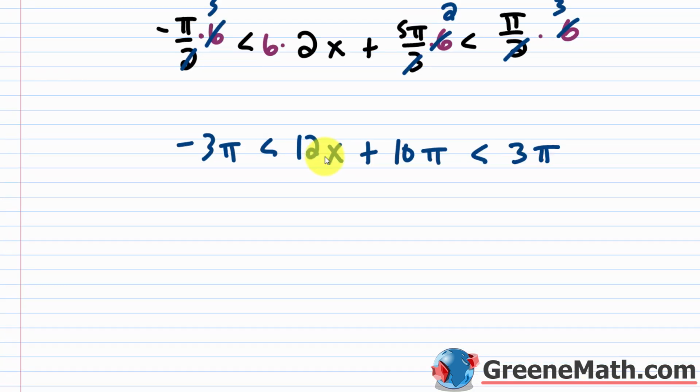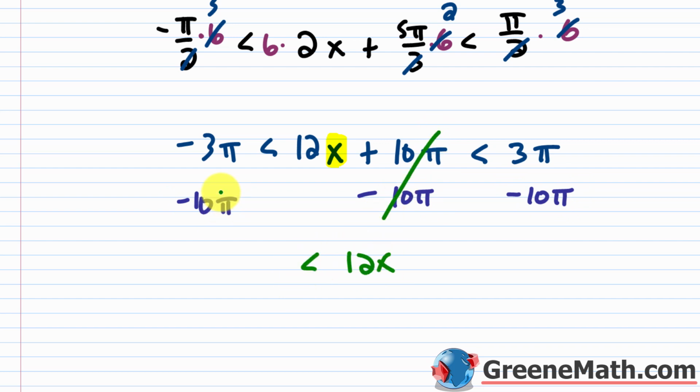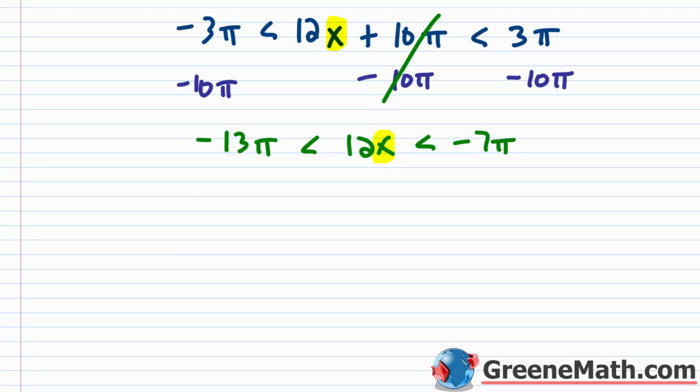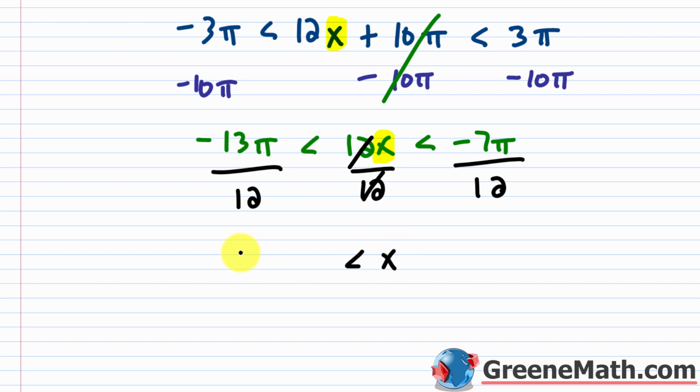So if I'm trying to isolate x in the middle, what I'm going to do is subtract 10 pi away from each part here. This is going to cancel. We have 12x is greater than negative 3 pi minus 10 pi, that's negative 13 pi, and it's less than 3 pi minus 10 pi is negative 7 pi. So if you want to isolate x in the middle, let's divide each part by 12. And so this would cancel, and you're going to get that x is greater than negative 13 pi over 12 and less than negative 7 pi over 12.